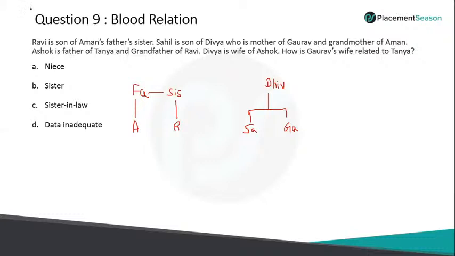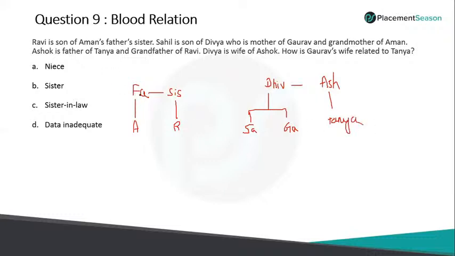Now we will read the next sentence. Ashok is the father of Tanya and grandfather of Ravi. Ashok is the father of Tanya, so Tanya is female, and grandfather of Ravi. And Divya is the wife of Ashok. So with this, what we can understand is Divya is the wife of Ashok, which means it is given clearly that Ashok has a daughter. It is Tanya, right? And now we can fix this one here.